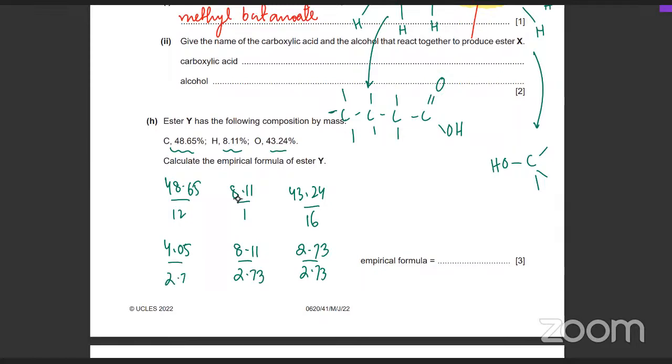I got 2.70, so divide everything by 2.70. For the 8.11, I got 3. This is 1. And for 4.05, I got 1.5. So you're not getting a whole number. How do you change all these ratios into whole numbers? Multiply by 2. So it's going to be 3 and 6 and 2, right? So C, H, and O, so the formula is going to be C3H6O2, right? Is that clear?